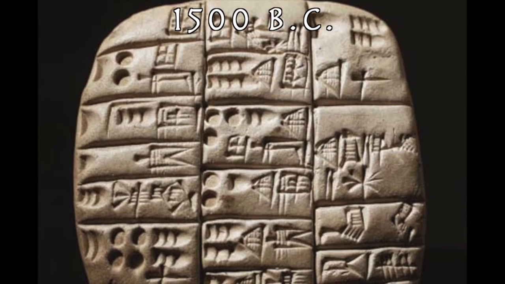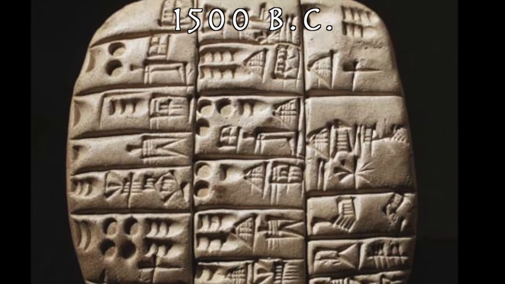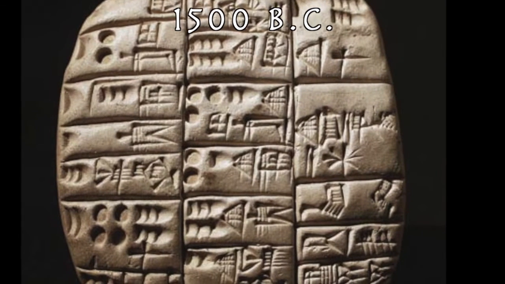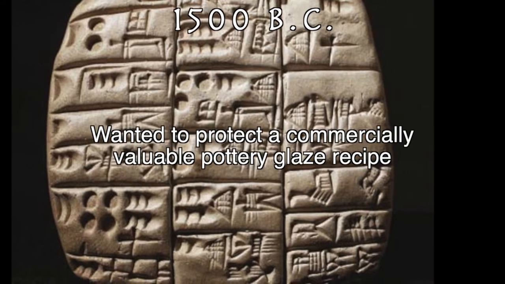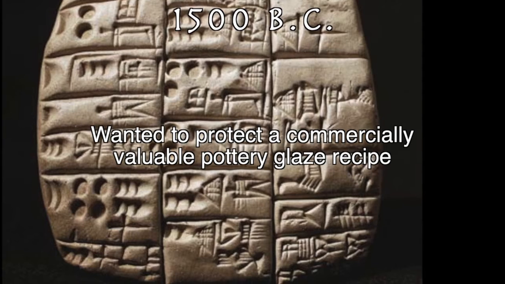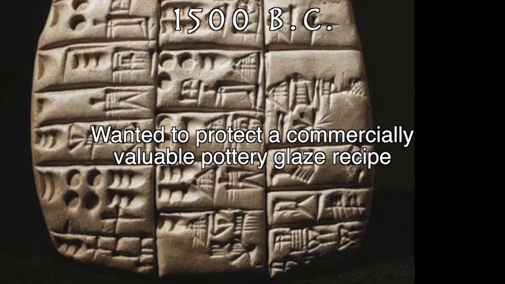The first known encryption happened in 1500 BC in Mesopotamia, when a craftsman disguised a pottery glaze which he believed to be commercially valuable by omitting letters and changing the spellings of some common words.